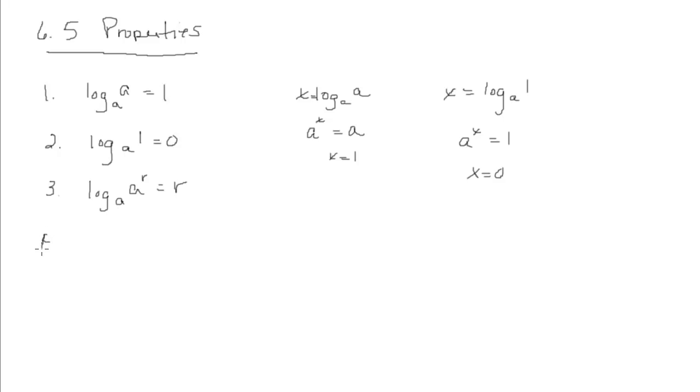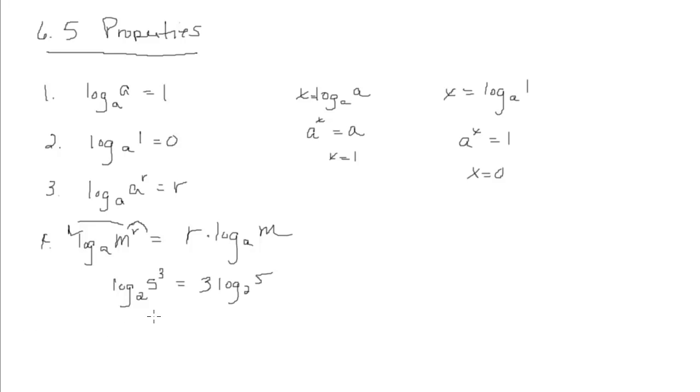Now, similarly, if I have log base a of m to the r, that r exponent will come down as a coefficient. So this is the same as r times log base a of m. So, for example, if I had log base 2 of 5 to the third power, that's the same as 3 times log base 2 of 5.